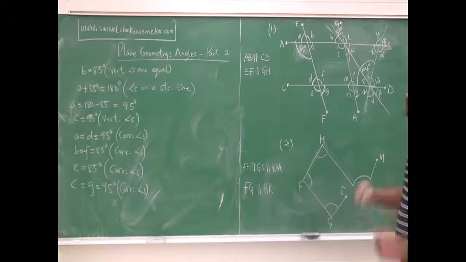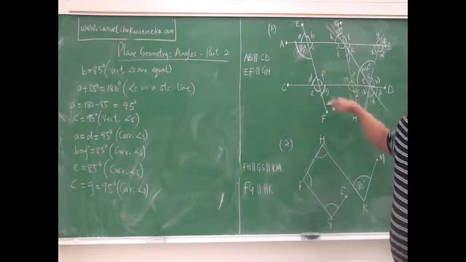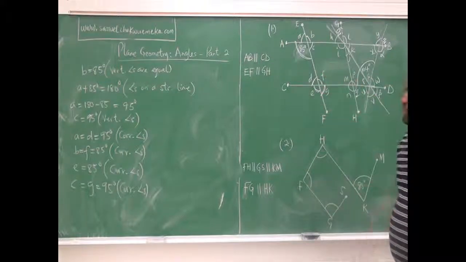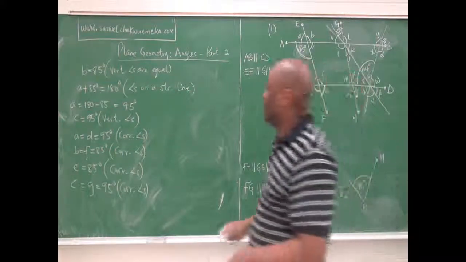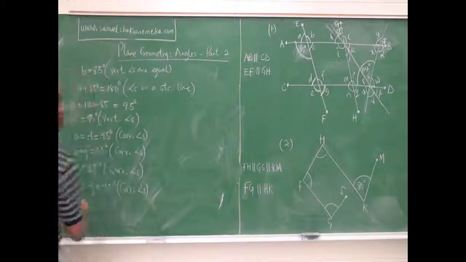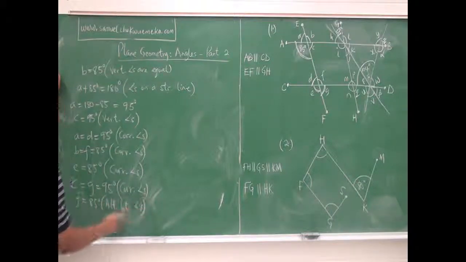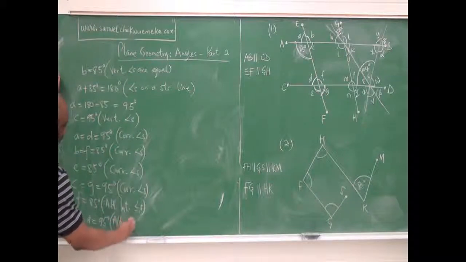You can also say that F is 85, reason alternate interior angles, and then C is equal to D, which is 95 as well. F is 85 degrees, reason alternate interior angles are equal, and then C is equal to D equal to 95 degrees, reason alternate interior angles.